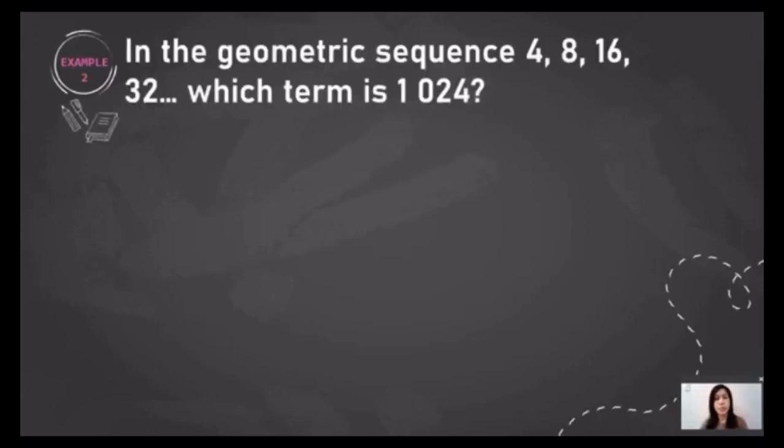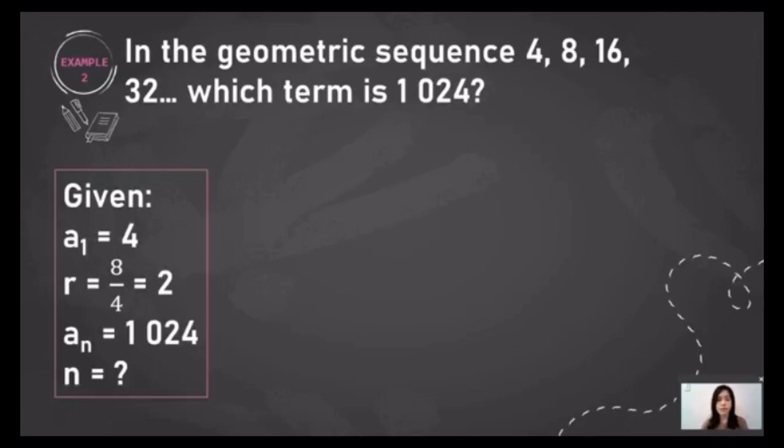Alright. Example number 2. In the geometric sequence 4, 8, 16, 32, and so on, which term is 1024? Now in this problem, we are asked to find the term position of 1024. Okay, let's identify first all the given. A sub 1 is equal to 4. Our r is equal to 2. A sub n is equal to 1024. And we are looking for what is n. Our formula, a sub n is equal to a sub 1 times r raised to n minus 1.